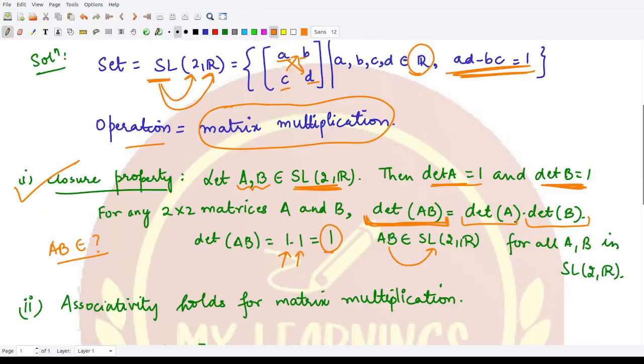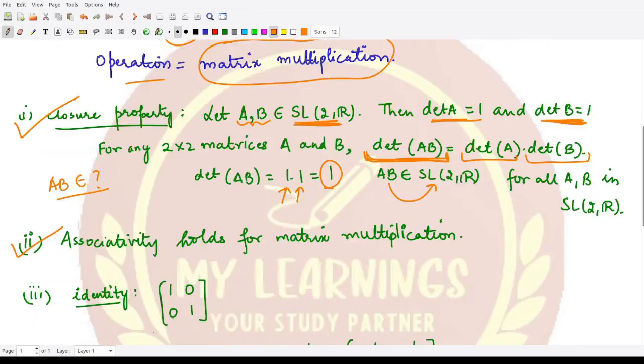What about the second property, associativity? Associativity property also holds for matrix multiplication. You know that quite well from your lower classes. So we have the second property as well. What about the identity of this group, of this set? So you see we have the identity matrix as the identity here, because the determinant of this matrix is 1 minus 0, which is 1, which satisfies our condition. So this belongs to our group. Right, so third property is also there.